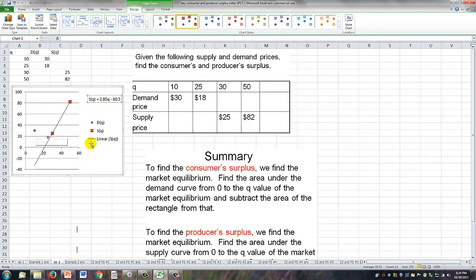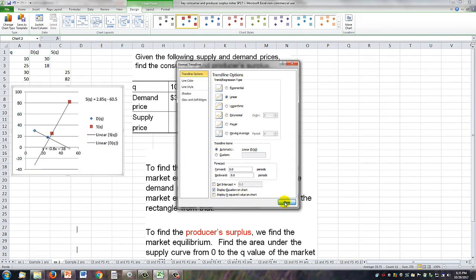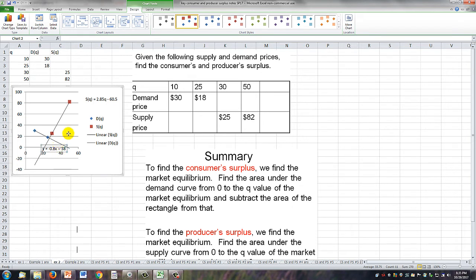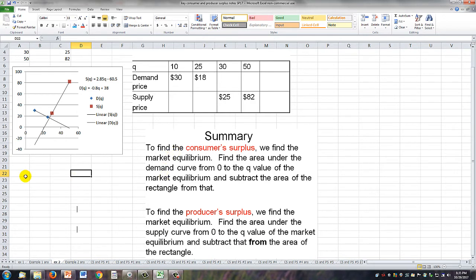And then I'm going to hover over my blue points, 10, 30, and 25, 18. So that's right. And so I'm going to add a trend line. And that is my demand curve. So I'll edit the D and the Q. Okay, so now to review, to find the producer surplus and the consumer surplus, for both of these, we need the market equilibrium. So this is going to be Q, D of Q, S of Q, and difference.